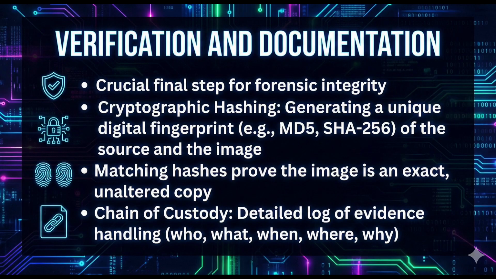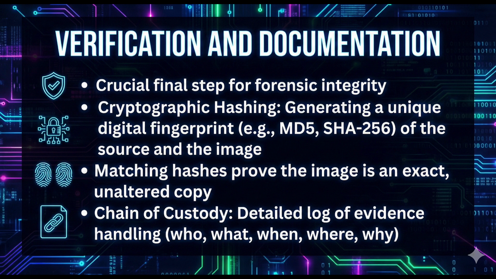The process isn't over once the progress bar hits 100%. The final crucial steps are verification and documentation. How do we prove to a court that the file on our computer is identical to what was on the suspect's drive? We use cryptographic hashing. Before and after imaging, forensic software calculates a hash value, a unique, fixed-length string of characters like a digital fingerprint, for the source data and the resulting image file.